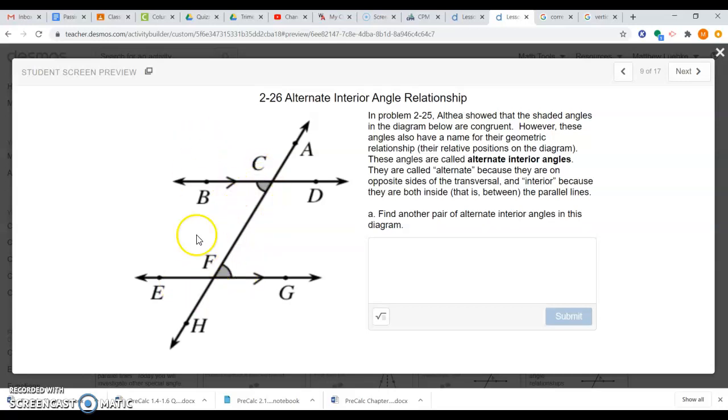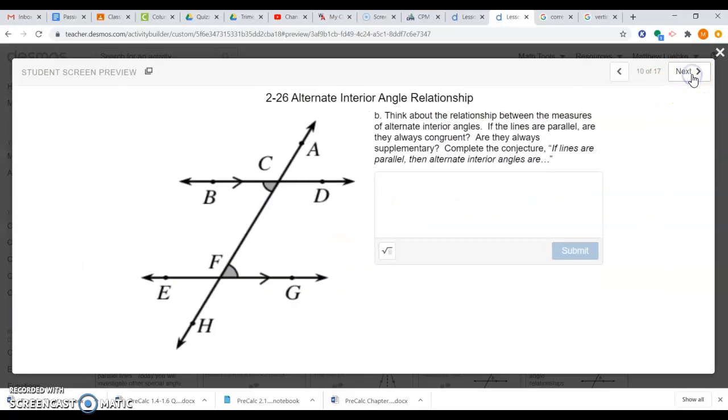One more time, they're inside the parallel lines on alternate sides of the transversal. And then it's asking us, can we find another one? And so we've got to make sure we use that three-lettered method. Can we find another pair of alternate interior angles? I know that there's another one in there.